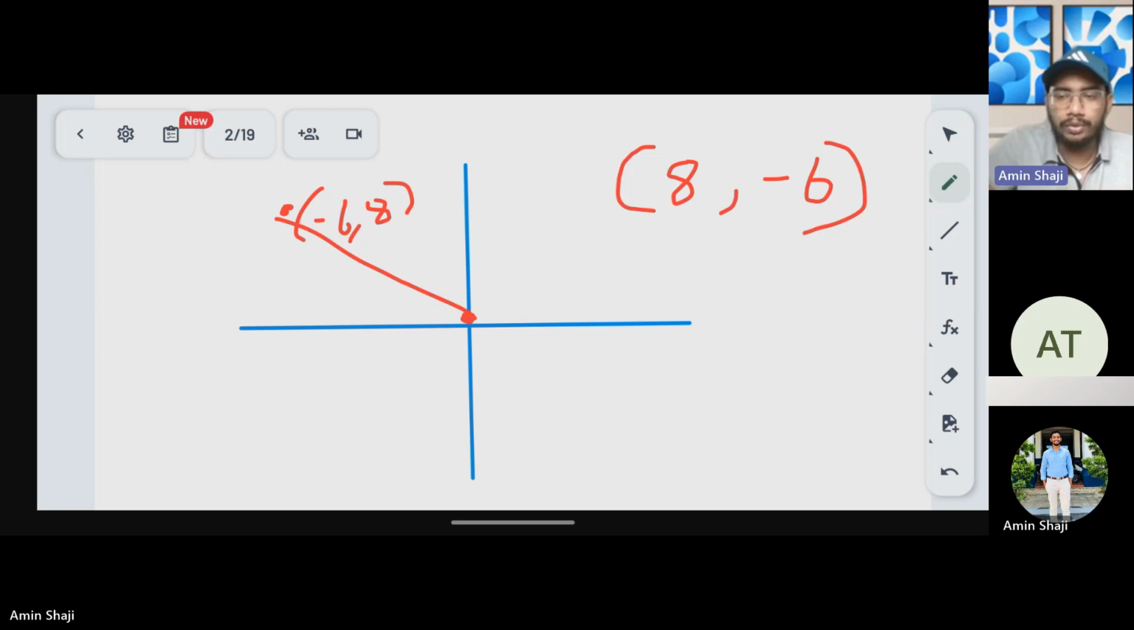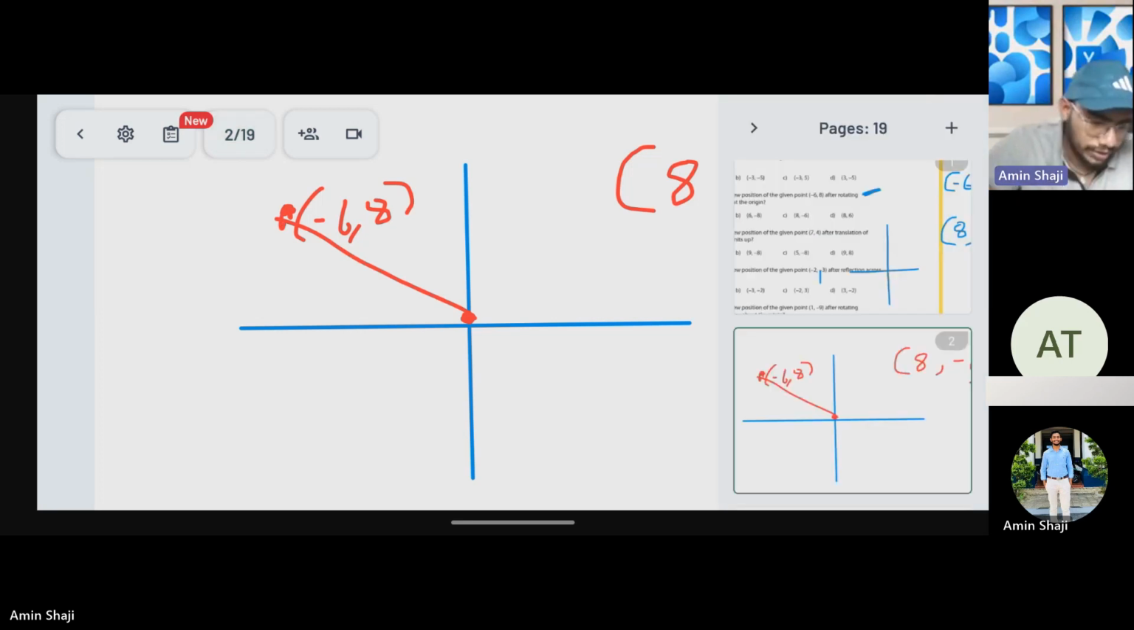How to check whether signs are consistent? This point is rotated in the clockwise or anti-clockwise direction. Okay, in the question what are they saying? They are saying clockwise direction. They are saying it is being rotated in the clockwise direction.